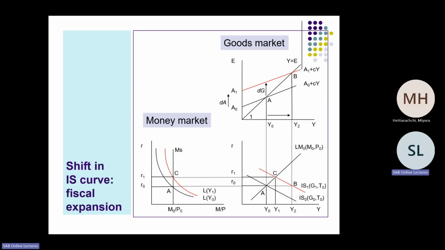So when you explain this, you need to incorporate the real sector, the goods market on one side and the money market on the other side. Now this explains the total effect, as we mentioned, delta G times 1 over 1 minus D. So why did the income increase from Y0 to Y2? Because of the Keynesian multiplier.